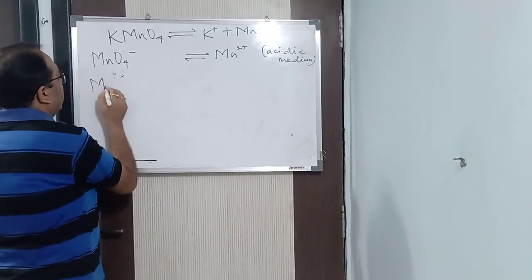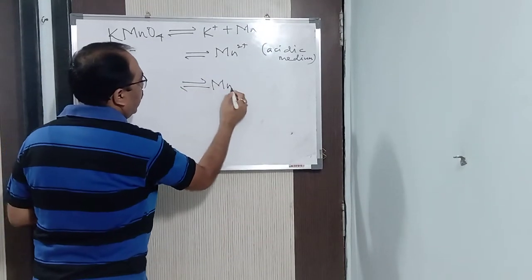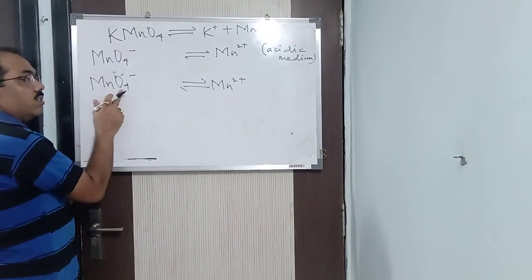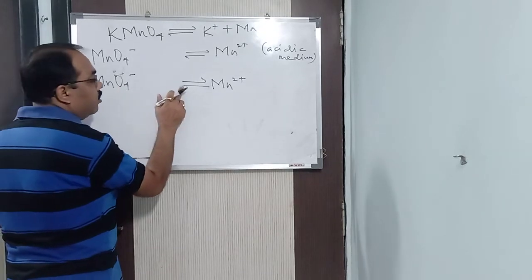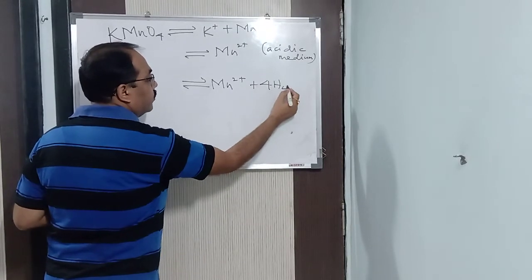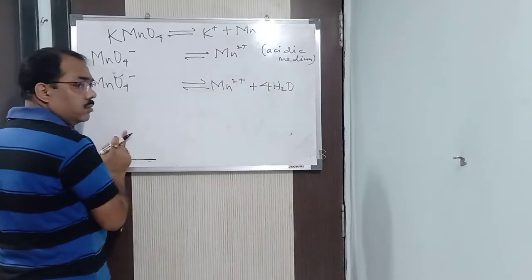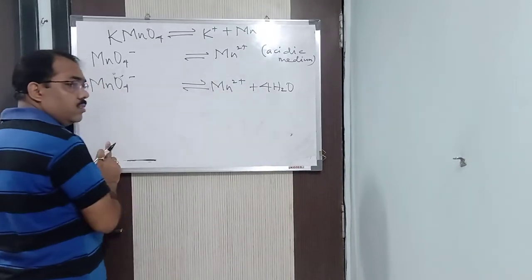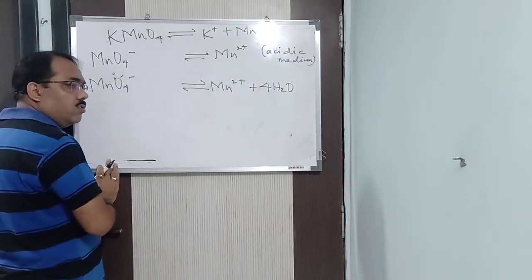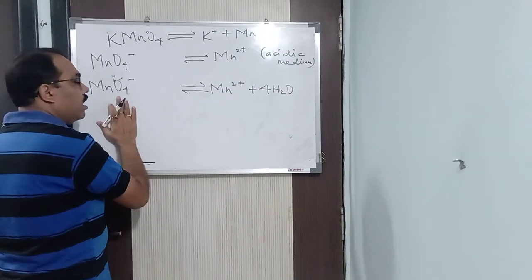MnO4 minus gives Mn2 plus. Let me write the question first. Done. Next, listen here. How many oxygens are there? 4 oxygen. So what will I do to balance the 4 oxygen in acidic medium? I will put here 4 water. Suppose you say, sir, here 3 oxygen, 3 water, 5 oxygen, 5 water. So n oxygens here, that many n molecules of water you will put there. Understood? The first step: first you put water to balance the oxygen.